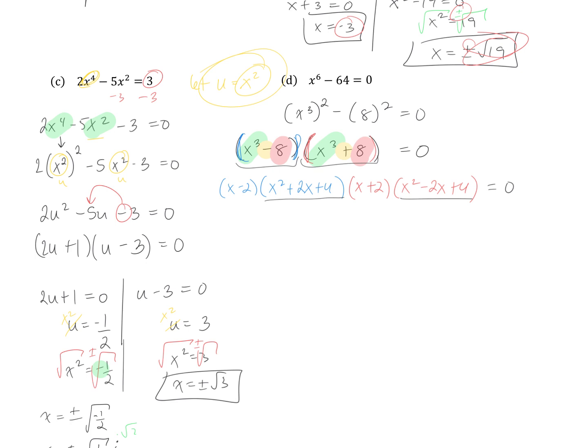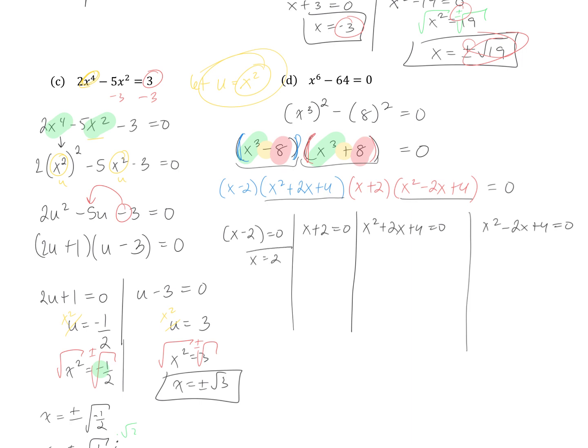So let's go ahead and write all these equal to 0 to solve. I'm going to rewrite this so we have the binomials first. So that's going to be x minus 2 equals 0, x plus 2 equals 0, then x squared plus 2x plus 4 equals 0, and lastly, x squared minus 2x plus 4 equals 0. Again, setting them all equal to 0. The first two are simple. We just go ahead, set them to 0, solve.